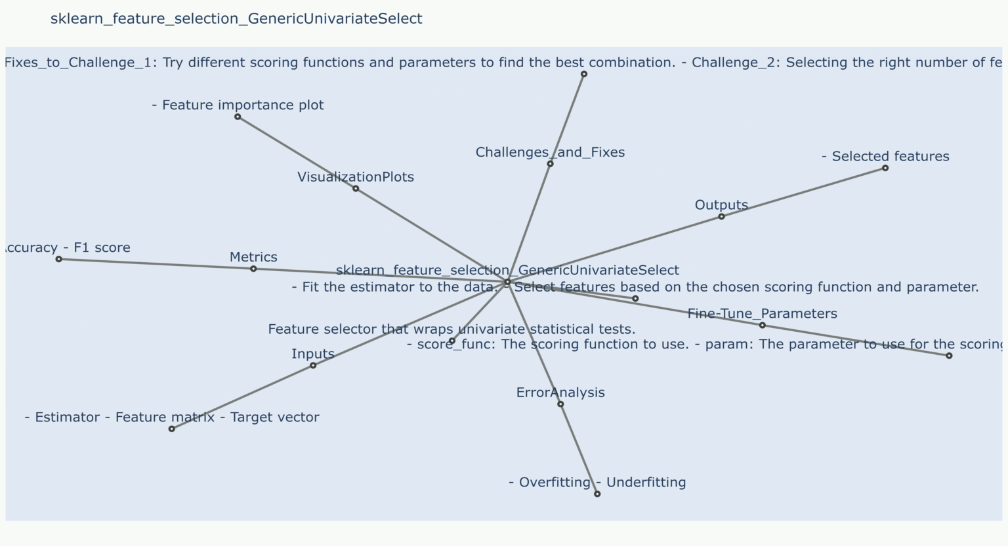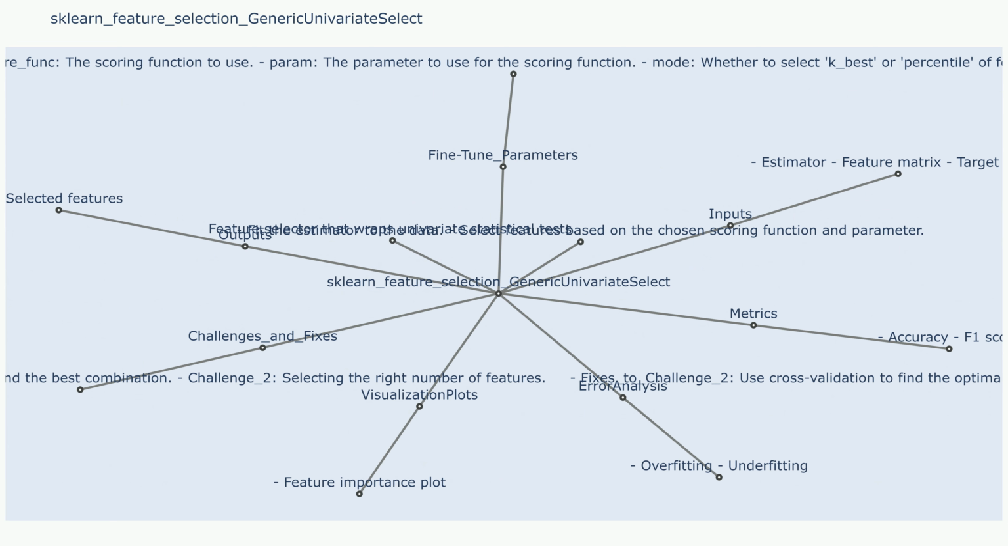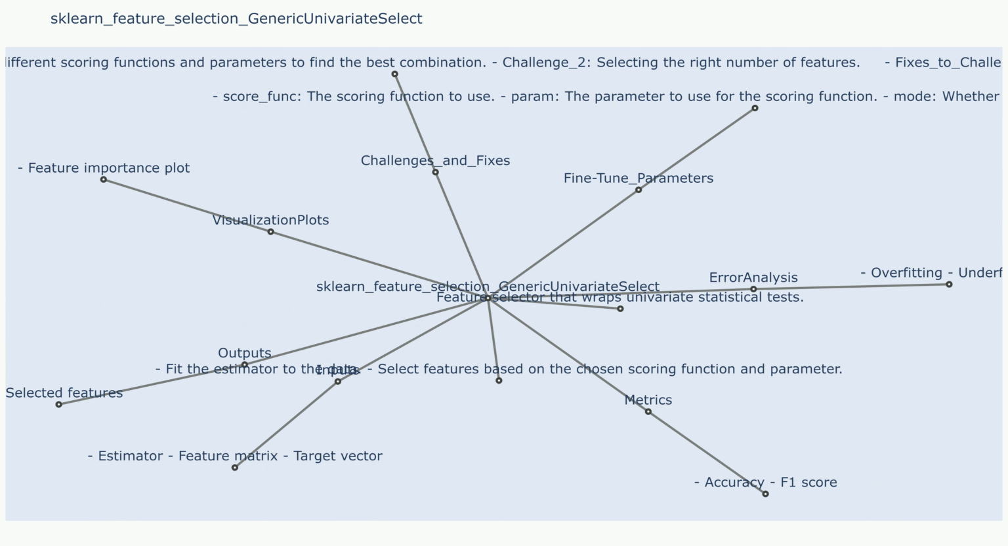Steps: 1. Fit the estimator using the input data and target variable. 2. Calculate the scores and p-values for each feature using the specified score function. 3. Apply the selection strategy to the scores to determine the features to keep. 4. Return the transformed feature matrix where only the selected features are retained.